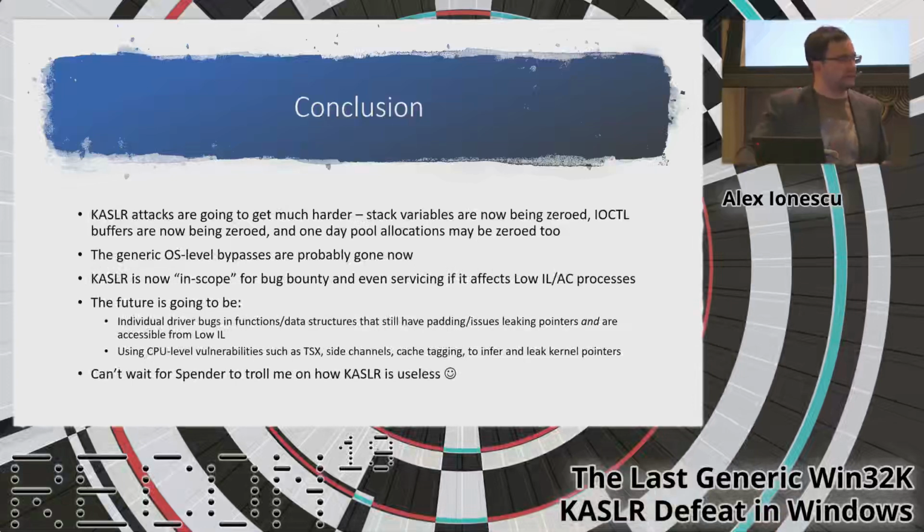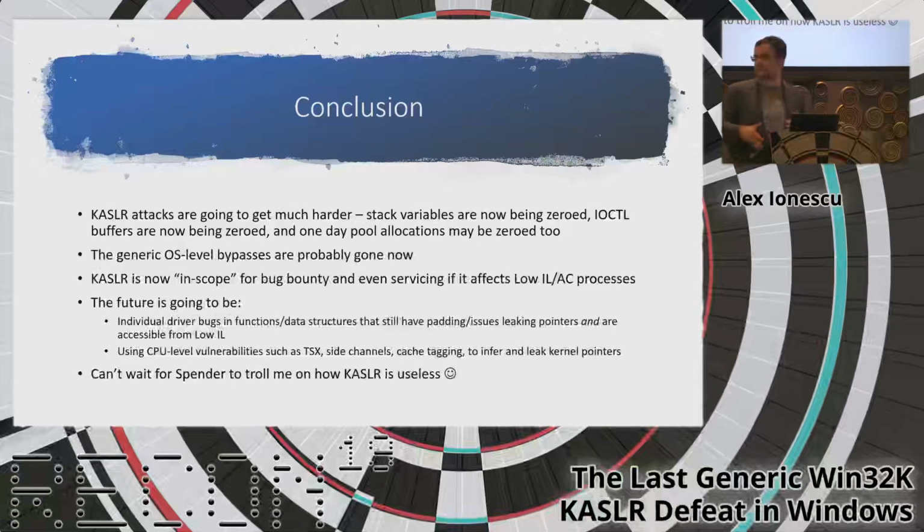lot harder. It's not quite at the same level as Apple, where on iOS, even if you have admin rights, they still consider that a boundary. This is mostly a boundary in Windows only for browsers, only for app containers, or only for low integrity. But they've done a really good job of closing that down. And as a result, KASLR bypasses are now in scope for bug bounty, and they'll even get serviced, right? So this bug got serviced, got a CVE. Five years ago, if you had a KASLR bug, Microsoft would say, lol, KASLR. And so I think things are getting a lot harder.